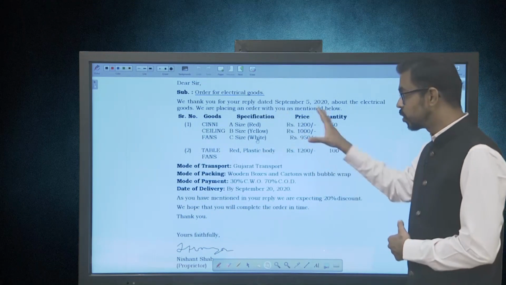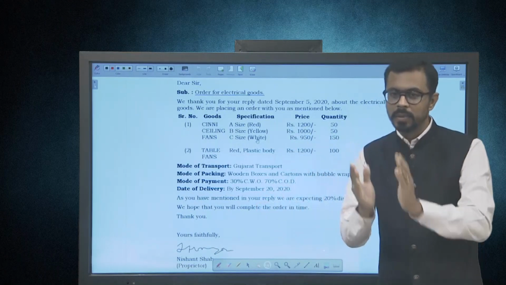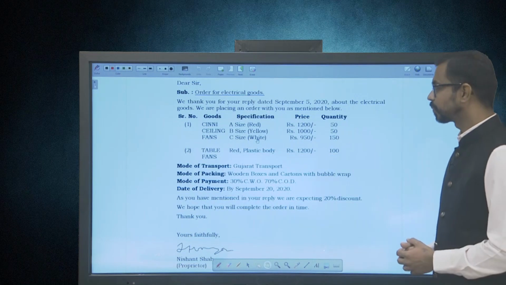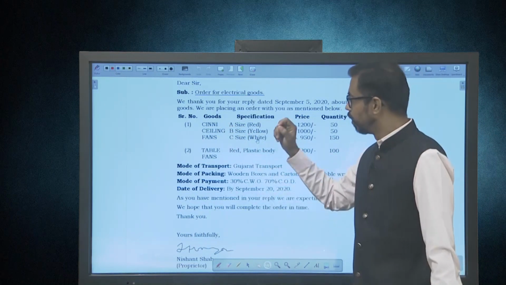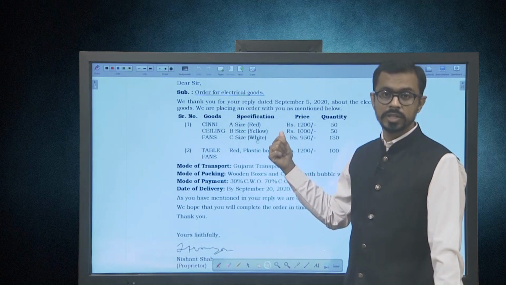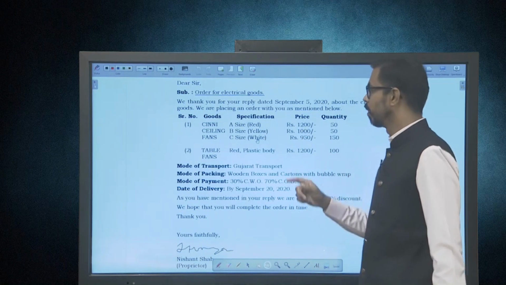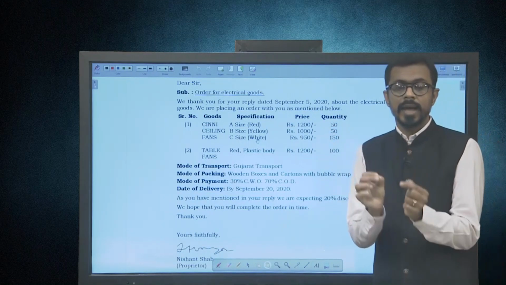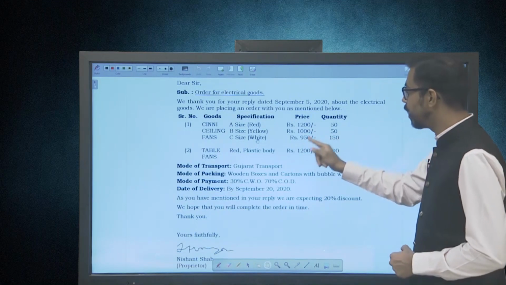It could be made in a tabular form, or in the way the company, or the individual for that matter, likes to use. The first one being ceiling fans. A size, B size and C size. The specifications and even the colors are mentioned to be very specific about the order. Red, yellow and white. The prices as per the catalog are also mentioned. Rupees 1,200, Rupees 1,000 and Rupees 950.